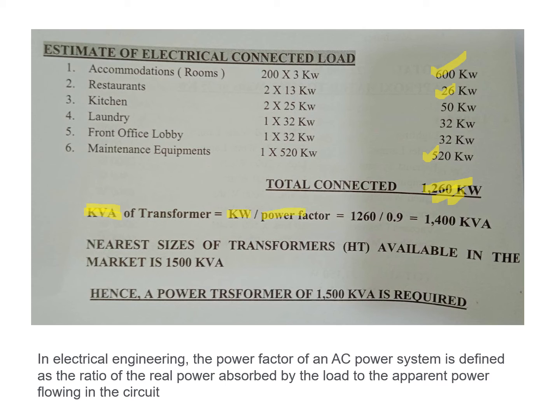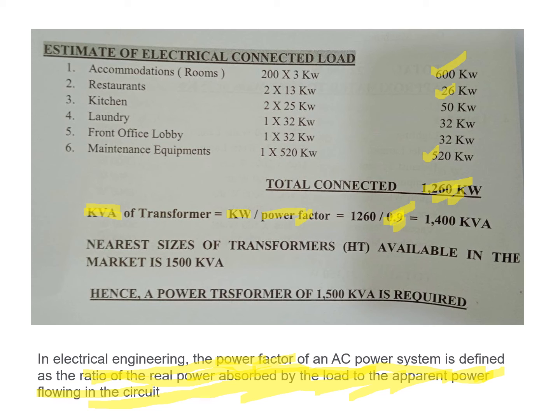What is power factor? Power factor is defined as the ratio of real power absorbed by the load to the apparent power flowing in the circuit, right? So it would simply mean possibly, in one sense, it is the efficiency of the power used, because you are looking at the ratio of the real power absorbed divided by the apparent power flowing in the circuit. Which we have considered over here as 90%, right? Which we have taken as 0.9.